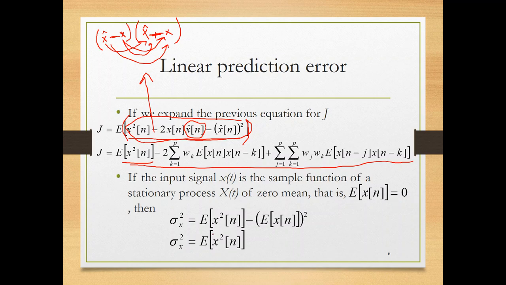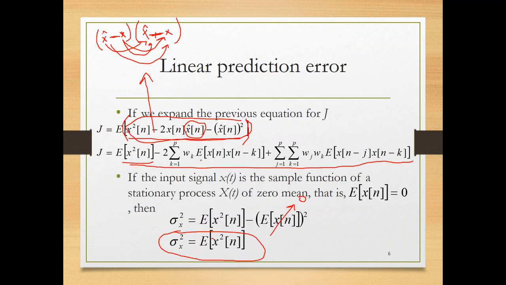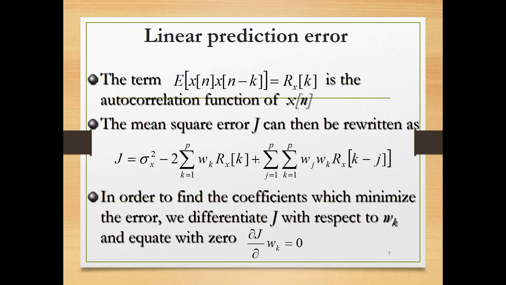And then the variance, if you want to calculate the variance of that signal, becomes the expectation of x square of n minus the expectation of x of n all squared. Since the mean is zero, this goes to zero, and the variance, which is the power, becomes equal to the expectation of x square of n. Now use these facts to simplify this equation. What do you get? Then the term x of n minus this term, yes? You have this term. What happens to it? This is actually, anybody remembers what this is?